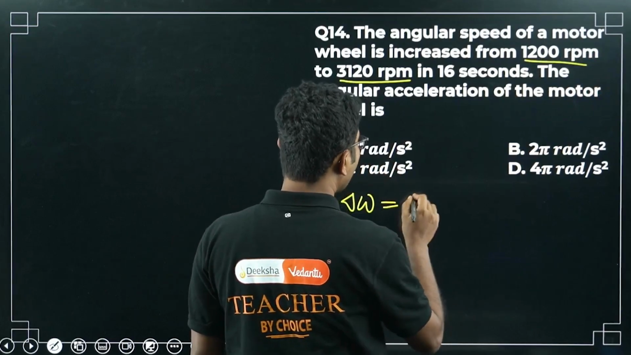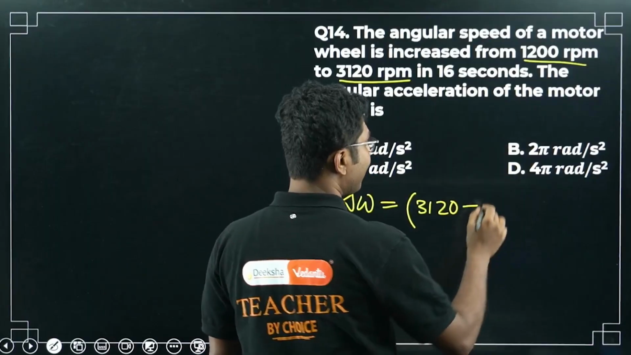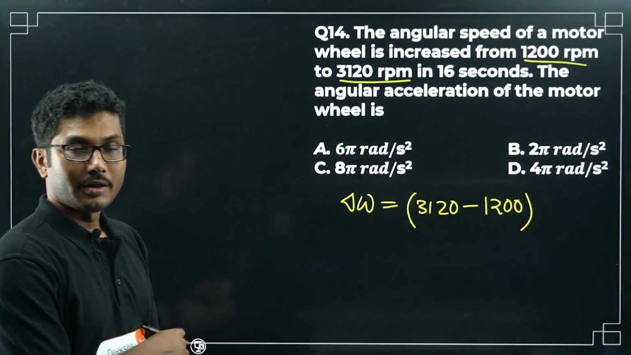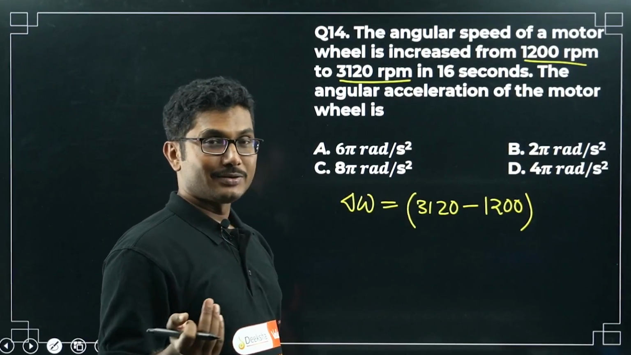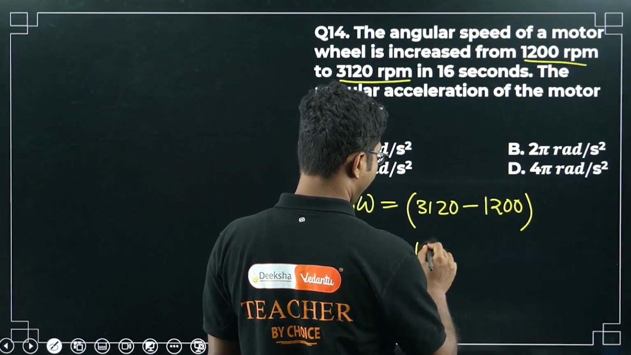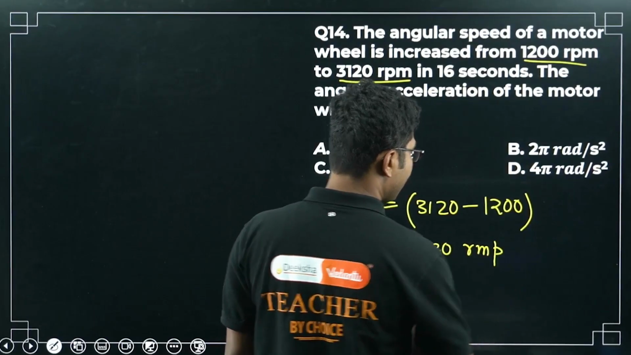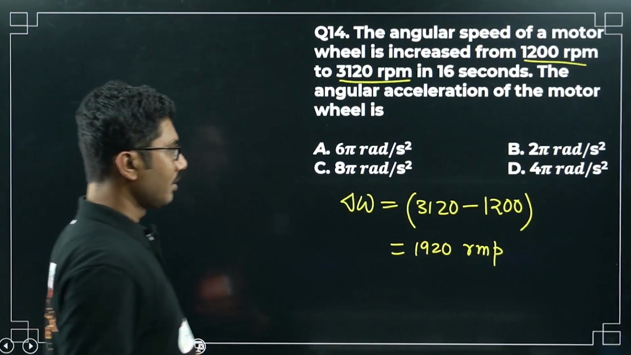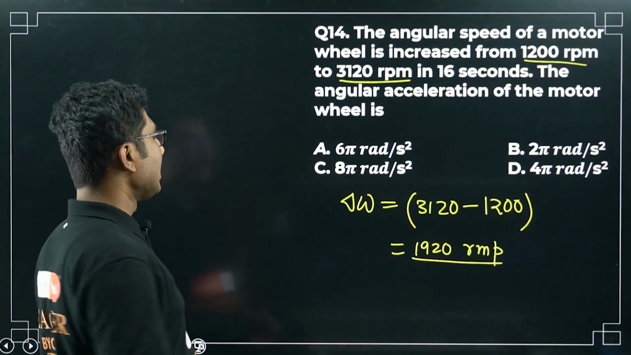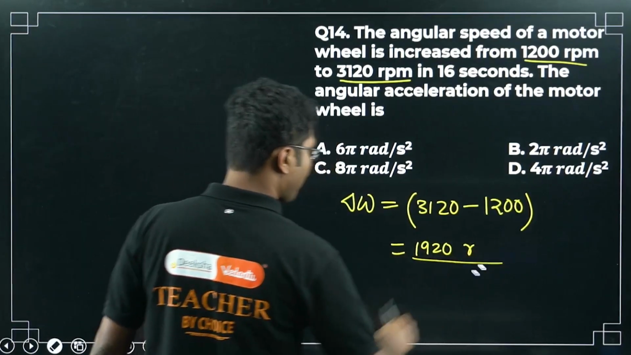What is rpm? Anyone? If you know before I answer it, please mention it in the comments below. Once I have answered it, there is no point in writing after listening to me, right? RPM is rotation per minute, or revolution per minute. So now we have calculated the change in angular speed in terms of RPM. Not RMP, RPM.